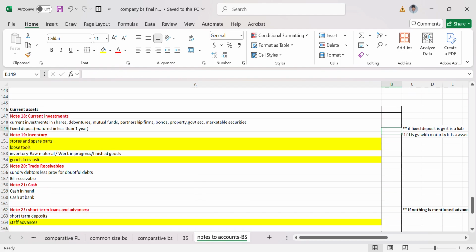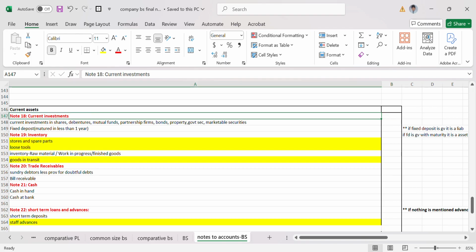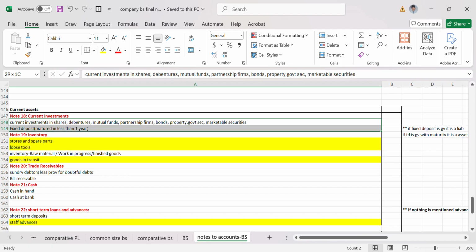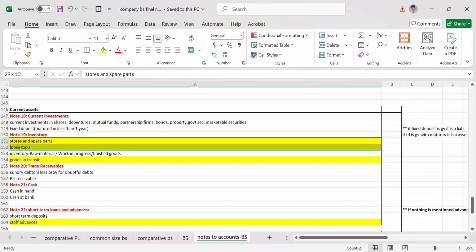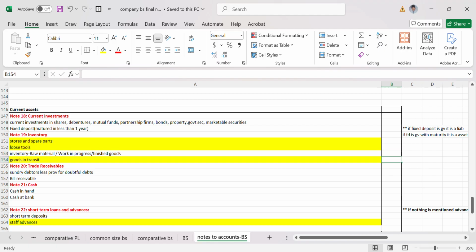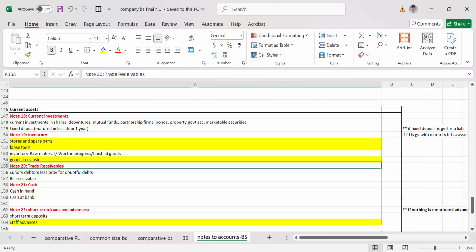Under current assets, the very first heading is current investments. Current investments is when you have invested in these places for less than a year. It's current investments. Add it and show it in the balance sheet. Inventory consists of not only inventory of raw material, work in progress and finished goods, but also tools, spare parts, loose tools and goods in transit is a part of inventory. Show it in the outer column, add it and show it in balance sheet.